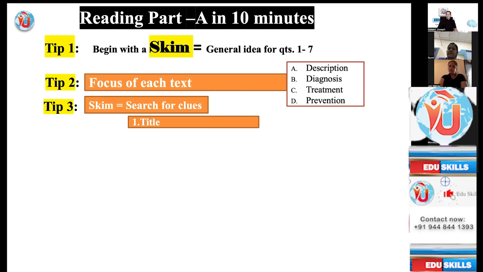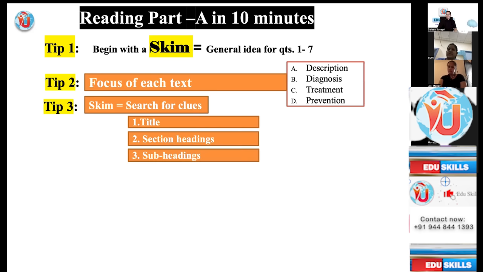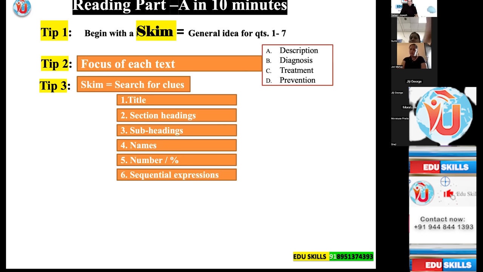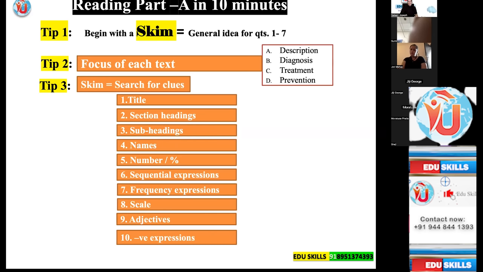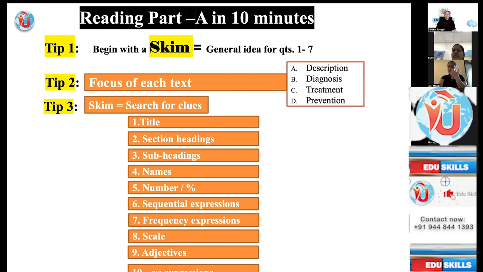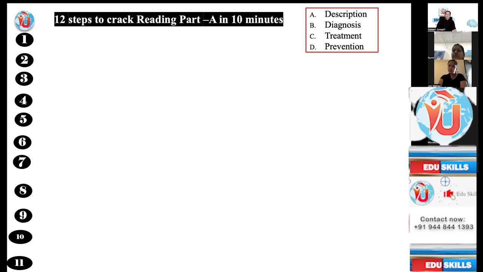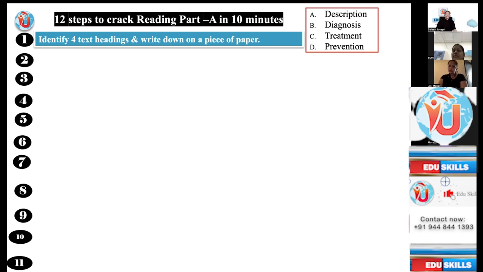Skim and search for clues. Clues like title, section headings, subheadings, names, numbers, percentages, sequential expressions, frequency expressions, scales, adjectives, and negative expressions. These are the clues you can look for, and definitely you will have the answers over there. We'll be explaining those things in detail. So we have 12 steps to crack reading part A. Step number one: identify the four text headings and write them down on a piece of paper.